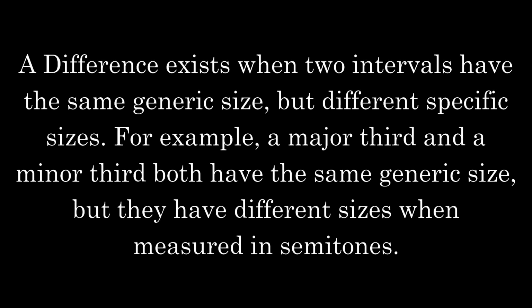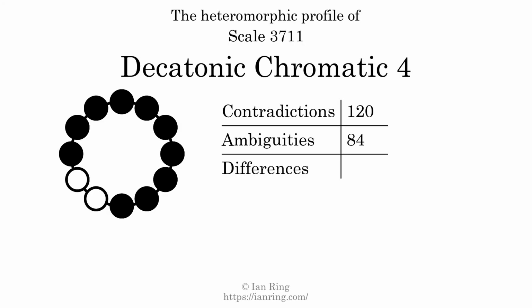A difference exists when two intervals have the same generic size, but different specific sizes. For example, a major third and a minor third both have the same generic size, but they have different sizes when measured in semitones. The number of differences in this scale is 165.